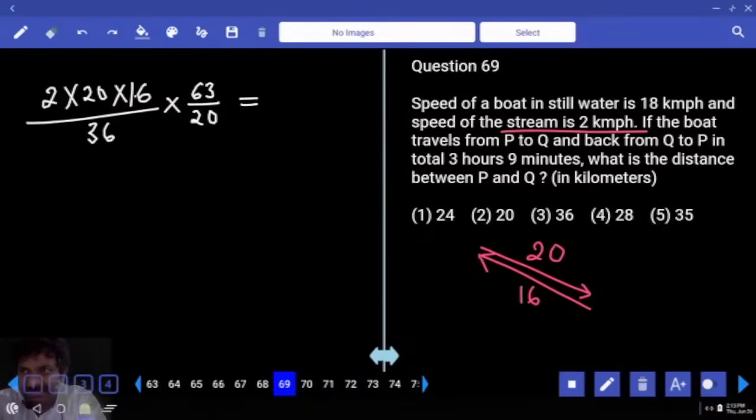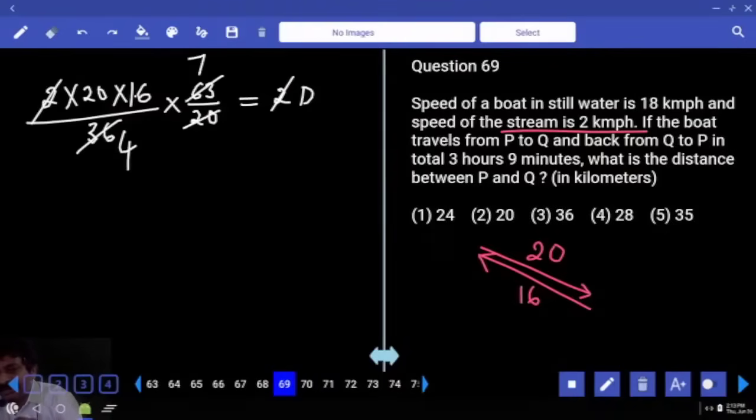Onward direction d distance, return direction d distance, total distance covered 2d. 2 to cancel. 9 4 times, 9 7 times, 20 20 cancel. 4 times 28, final answer.